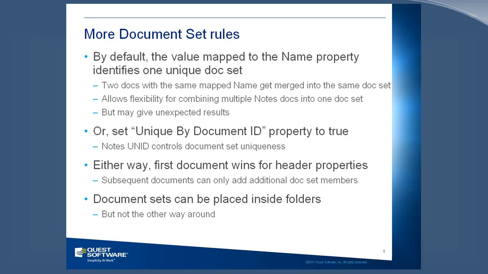Now, either way, the first time we generate a new document set in SharePoint, that's when we set the header properties. So if you're mapping some piece of notes data to the document set description, it's only when we first create that document set that we're going to set that description. If you have another document that maps to that same document set, we're going to ignore the description on that one. So for all the header properties, it's the first one wins. And then for the subsequent documents, you can add additional members to the document set, and you can set the properties on those members, all the attachments that go inside the document set, but not the header properties.